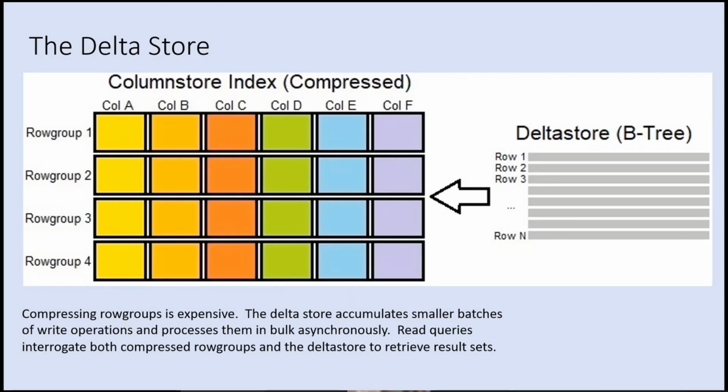If I insert small numbers of rows over and over and over, I don't want to destroy my server's resource consumption because it's now compressing, decompressing, compressing, decompressing. So instead, what it does is accumulates those rows here and pushes the changes over. When you read from your Columnstore index, it will automatically read the delta store first and then overlay that on top of the Columnstore index.